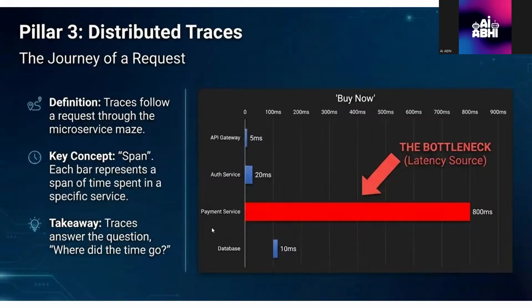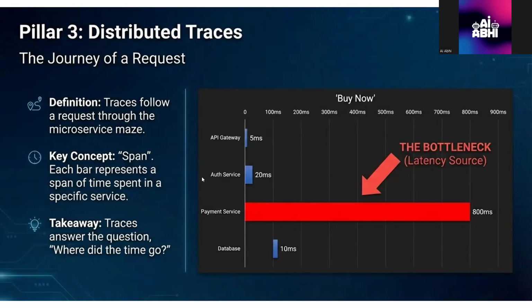Now let's go to the third pillar, which is distributed traces. This is where it gets really interesting. In a microservice setup, a single user request might hop through 10 to 15 different services. So if something slows down, how do you figure out which service is the bottleneck? Here traces solve this. A trace follows one request across every service it touches, and records the time spent at each step. Each step is called a span.